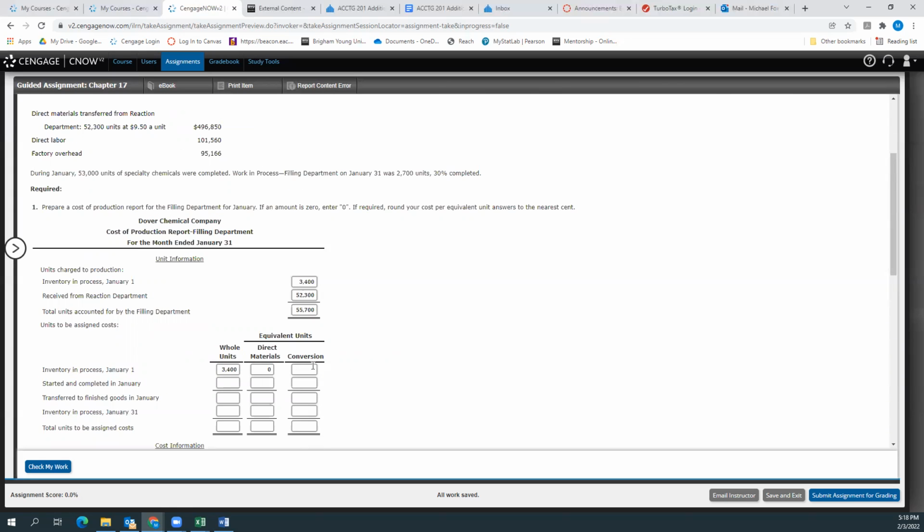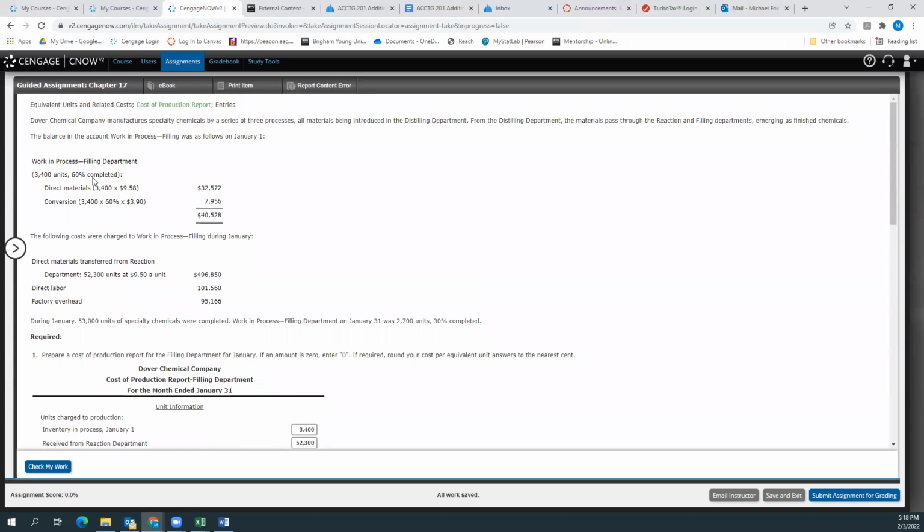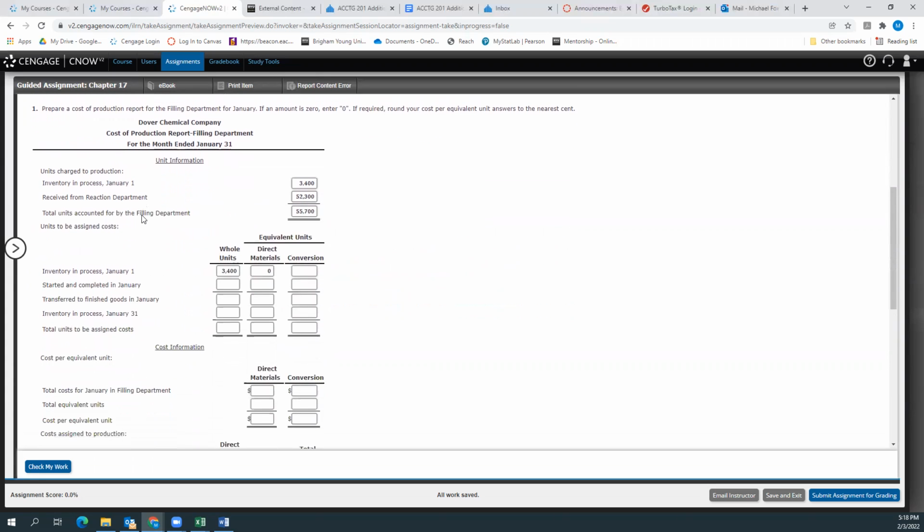And then the conversion costs, that's any labor we have to put into them and any overhead we apply. Up here, it tells us that the conversion is 60% done for these units. So the remaining amount of work we have to put into them is 40%. So 40% of the whole number of units, 3,400 times 40%, gives us 1,360 units.